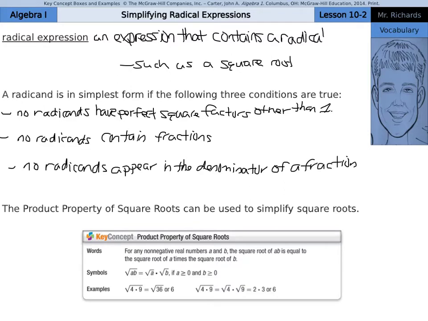One of the properties we can use to simplify square roots is called the product property of square roots, which states, for any non-negative real numbers a and b, the square root of a times b is equal to the square root of a times the square root of b. So we can take the square root of ab and break it apart into the square root of a times the square root of b, as long as they're both greater than or equal to 0. For example, the square root of 4 times 9 is the square root of 36, or 6. Or we can say the square root of 4 times 9 is the square root of 4 times the square root of 9, which is 2 times 3, which is also 6. So that's one of the ways we'll be working with our square roots, our radical expressions, to simplify.